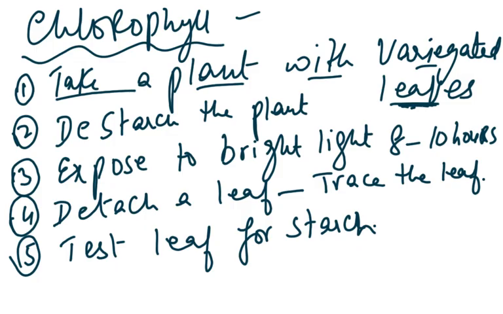Now, the procedure that we're going to follow is first you take a plant with variegated leaves, then you destarch the plant, that is, you place it in the dark for 24 to 48 hours.